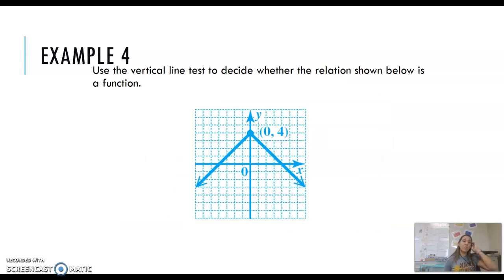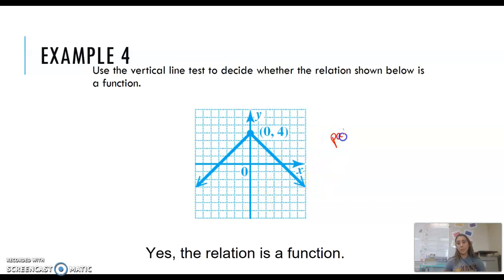So we're going to use the vertical line test to see whether this relation is a function. And it is because it passes the vertical line test. And we want to put that, VLT.